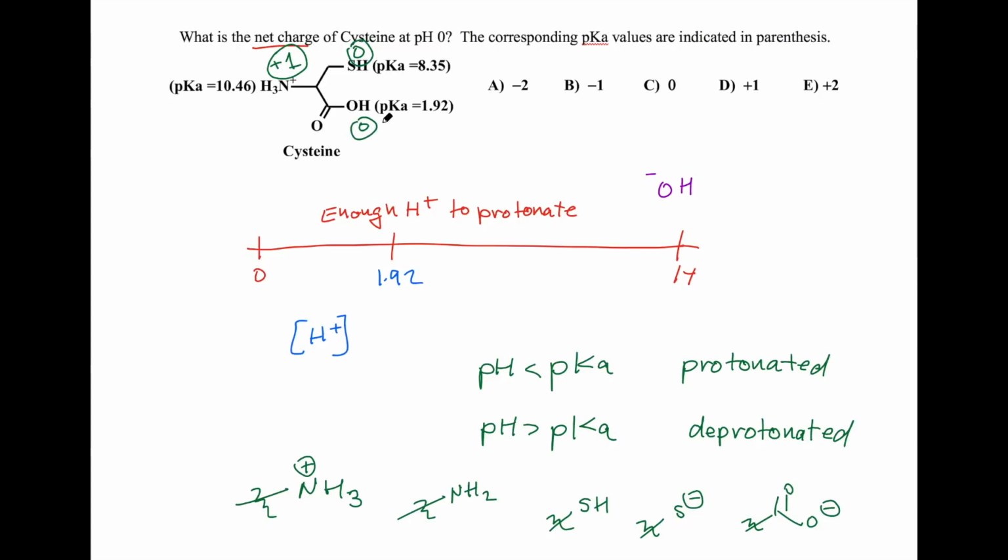So this has 0 charge, this has 0 charge, this is a +1 charge. So the corresponding pKa values are provided so you can find what the charge is going to be at this pH. And the net charge overall, you add +1 plus 0 plus 0, which is an overall charge of +1.